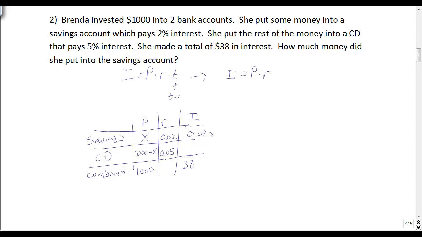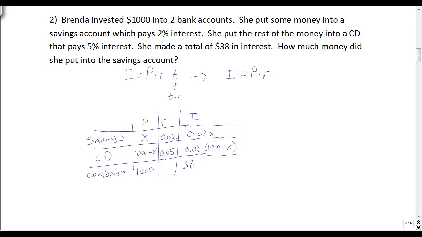And then the interest amounts earned would be the rate times the principal. So that's 0.02x. Again, I like putting the number in front of the variable just because I'm used to writing things that way. I know it's p times r. I'm really writing down r times p. Those are equivalent, though. And then the amount you earn in the CD is 0.05 times 1,000 minus x. Let's extend that out: 1,000 minus x.